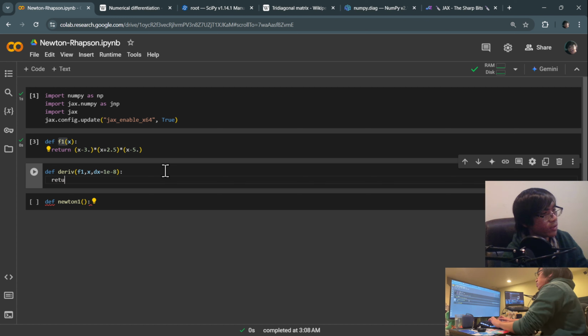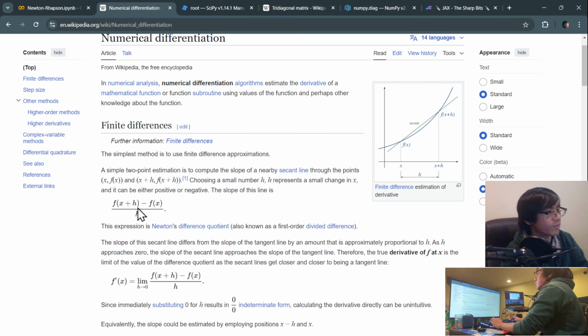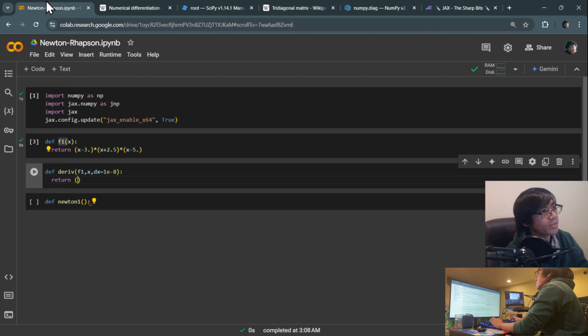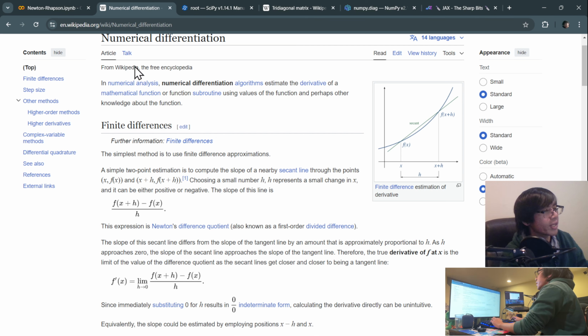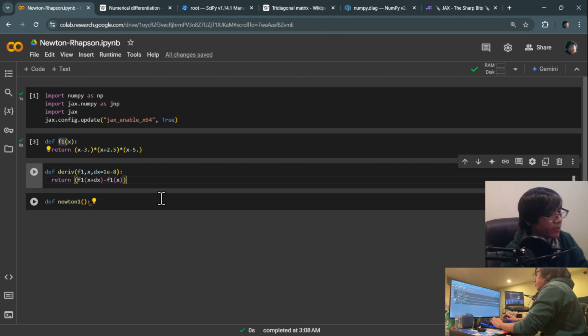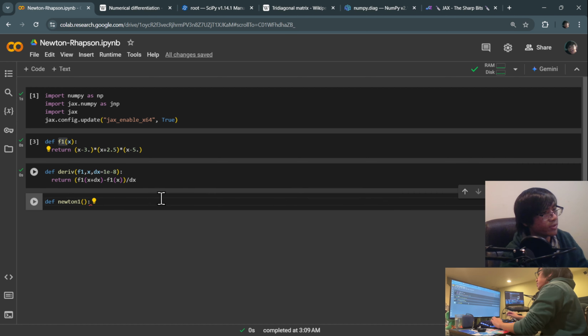I think I just return. So it's our derivative. So I think it's just right here. So we have a function plus that small change minus our actual value. So we have f of x, f1 in this case, since that's what I put in, f1 of x plus that dx. And then we're subtracting, right? Minus our current value at that function f1 at x. And then we divide by h. So dx is what we're using. So divide by dx. So that's our derivative.